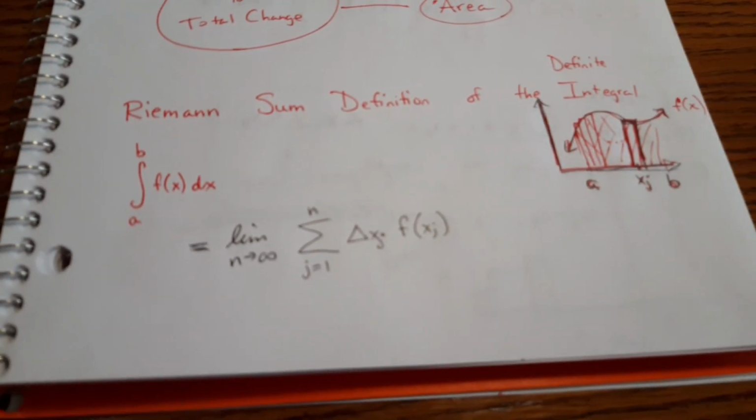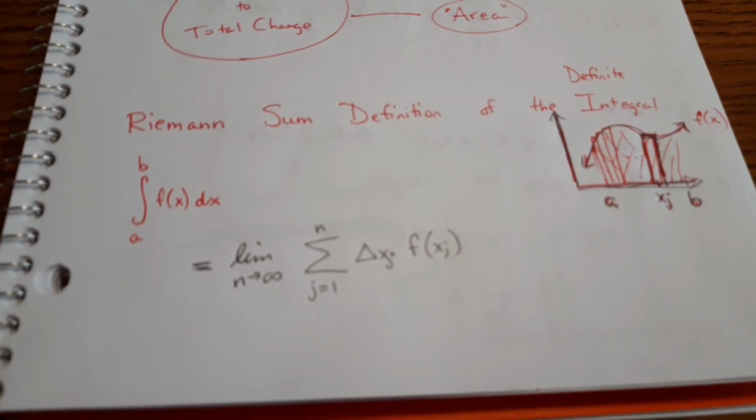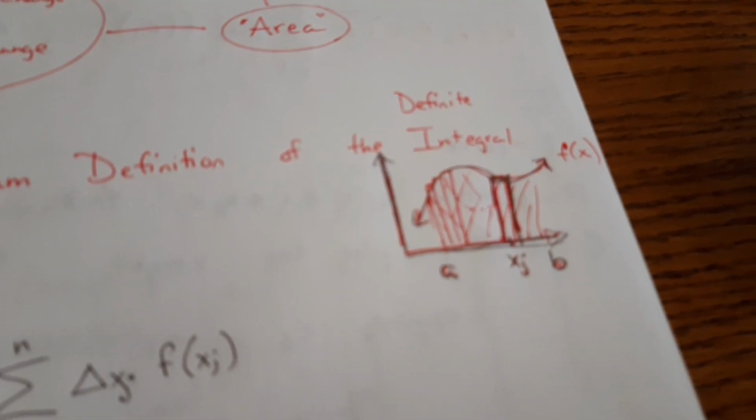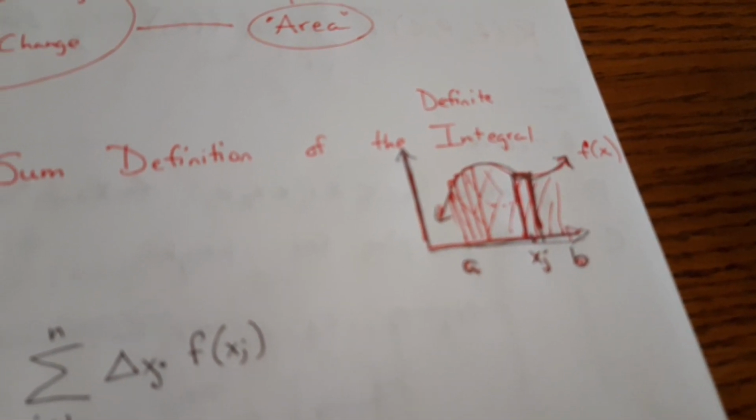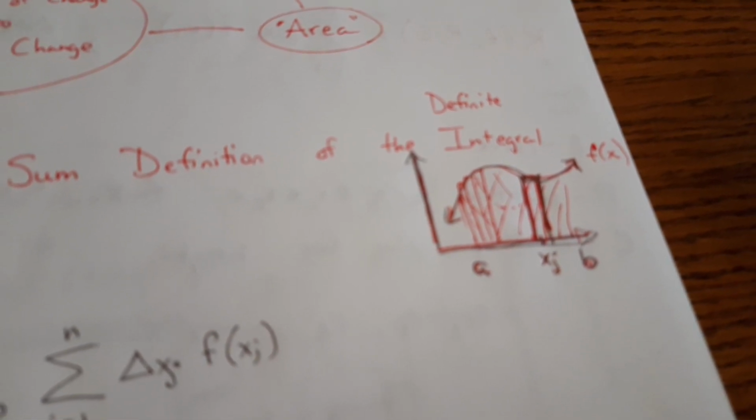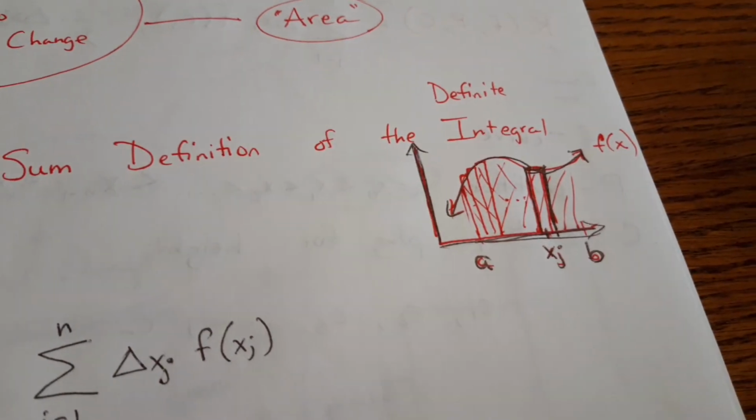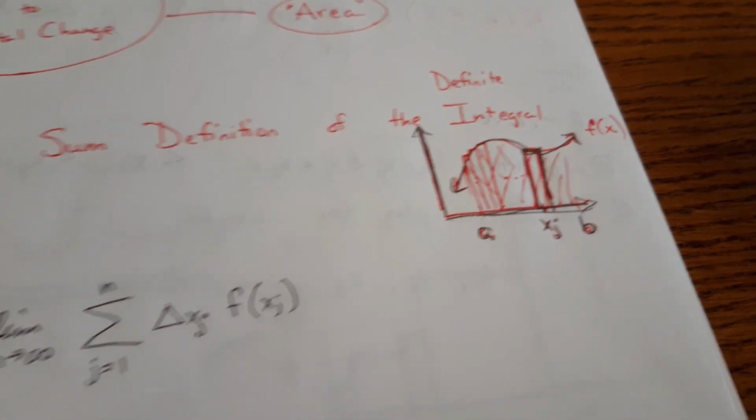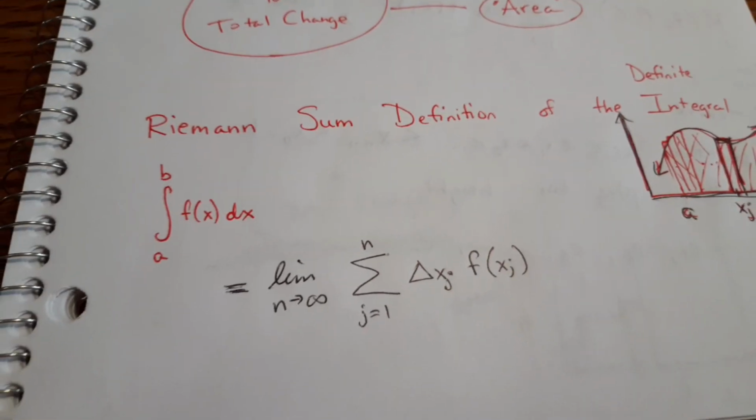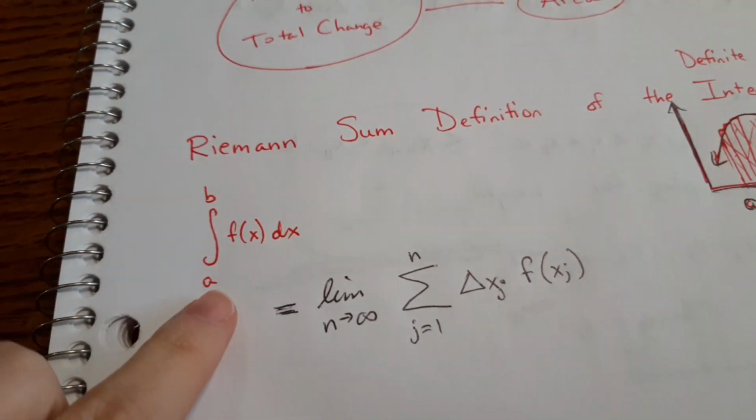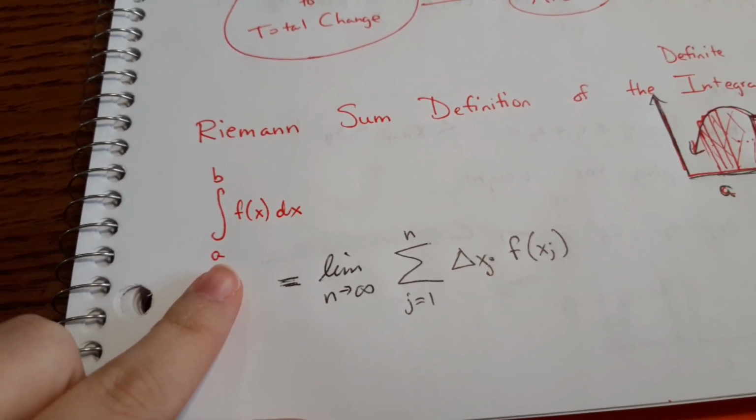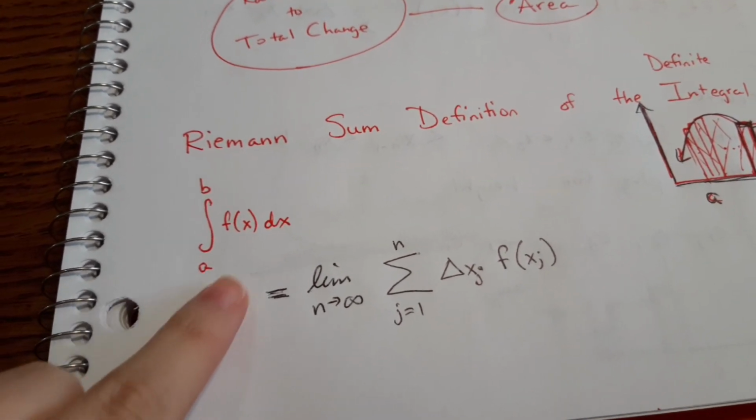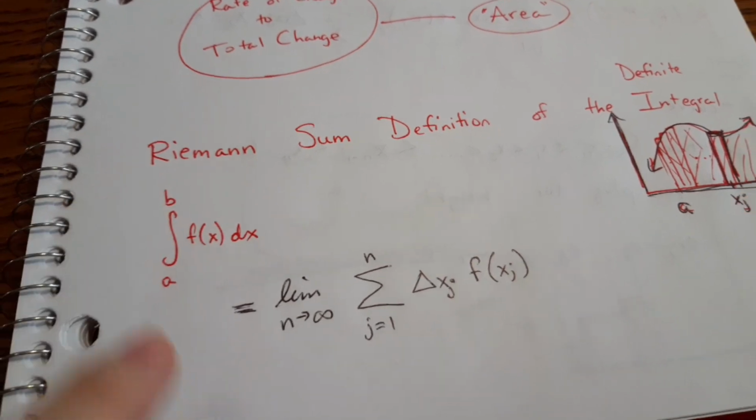And so okay. Here's the Riemann sum definition of the integral. So if we have a curve f of x, and you want to find the area under the curve from A to B, the way you would do that is, number one, you'd set up this definite integral. So this means the area under the curve of f of x from A to B.